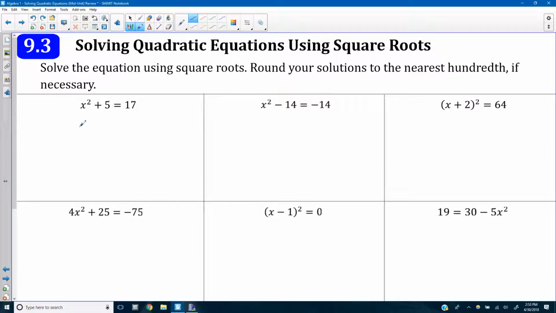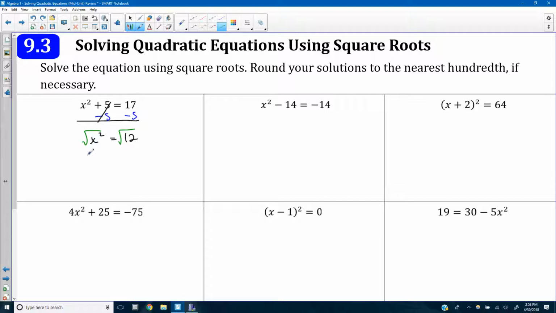I want to isolate my squared terms and quantities. That means I want to get them by themselves. So I'm going to subtract 5 from both sides from this first problem here. So when I do, I'm going to get x squared equals 12. This allows me, now that I'm isolated with this and no other x terms are anywhere else, I may now do the inverse of squaring, which is taking the square root of both sides.